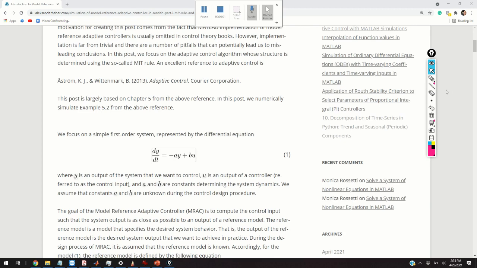Okay, so let's start. We are basically focusing on a simple first-order system represented by this differential equation. So this is our plant that we want to control. y is the output of the plant, and a and b are the parameters. We are assuming that we know the structure of this plant. We know that it can be approximated by a first-order differential equation. However, we assume that we don't know the constants a and b.